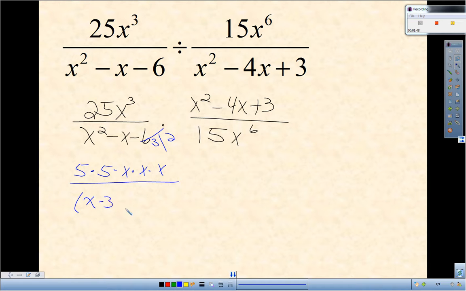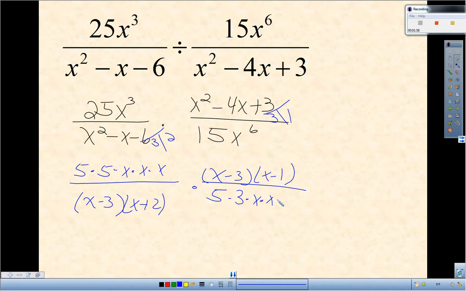So that would be x minus 3, x plus 2. Factors of 3 are 3 and 1, so I'm going to have x minus 3, x minus 1 for that trinomial. 15 is 5 times 3, and I have 6 x's.